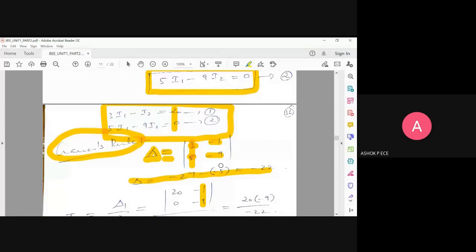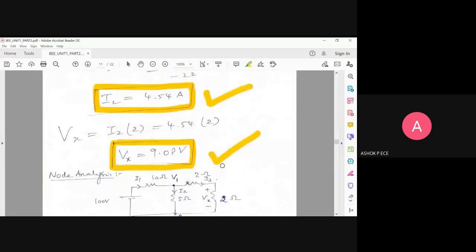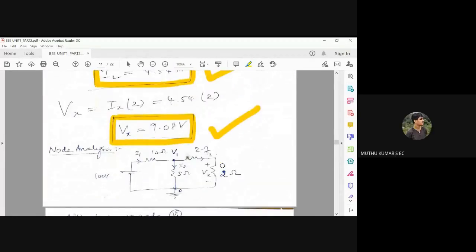Shall we go to node analysis? Is mesh analysis clear for everyone? Anybody having doubts? See, only if you practice more problems will you be comfortable writing the mesh equations across the loops. Otherwise, if you just look at the problem, it will not be very simple.